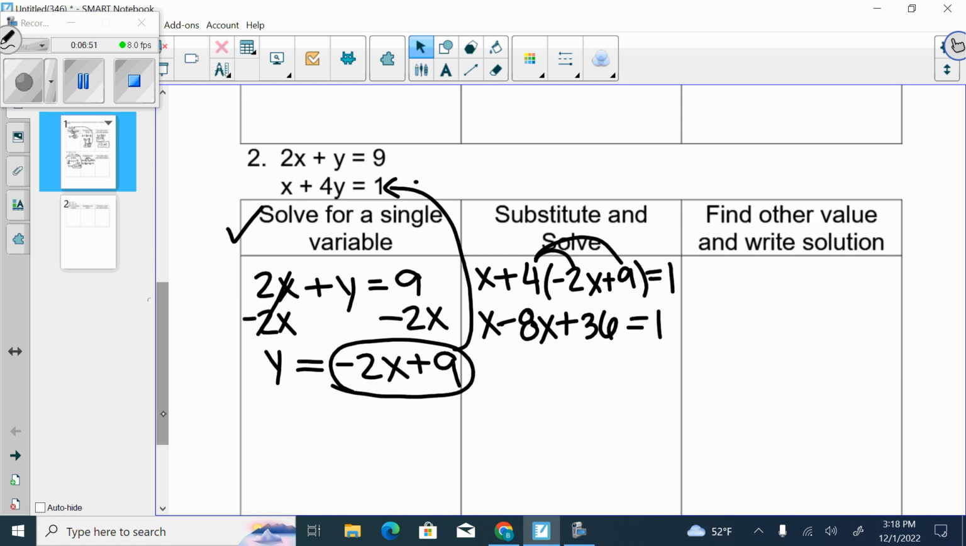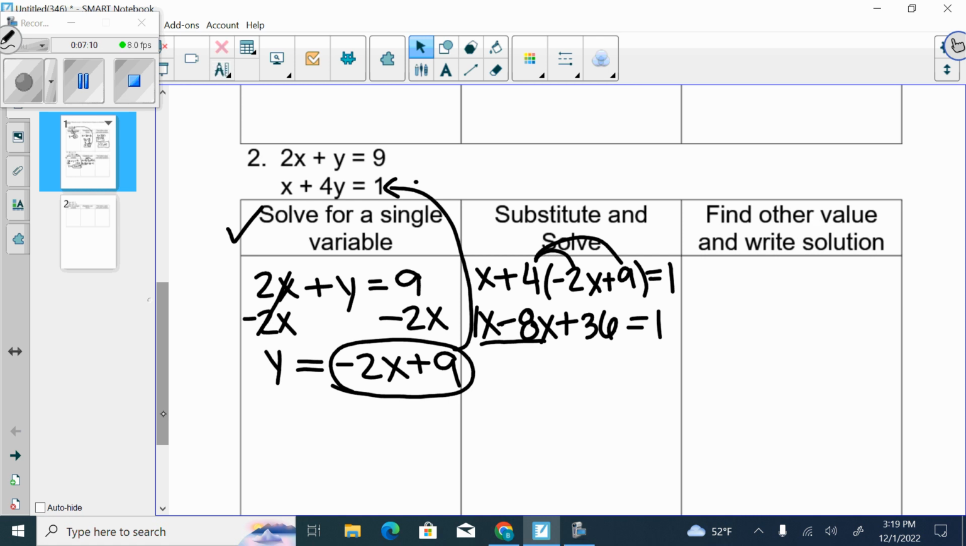Subtract 8 from what? 1, right? These are like terms. They go together. So I'm not moving anything to different sides yet. We always combine like terms. So we've got 1x minus 8x. What is 1x minus 8x?